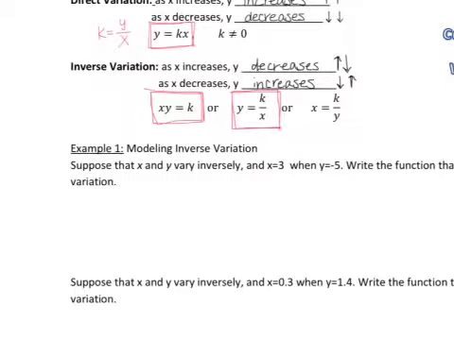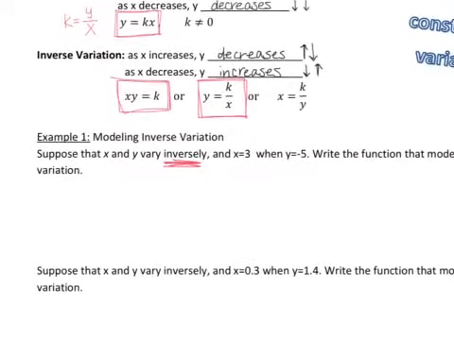We're going to write some equations for inverse variation. It says, suppose X and Y vary inversely. Okay, so inversely is key. It's telling you what kind of relationship they have. And X equals 3 when Y equals -5. So it just gave us a point, (3, -5), that's on this graph. Write the function that models the inverse variation. So our equation for inverse variation is Y equals what?